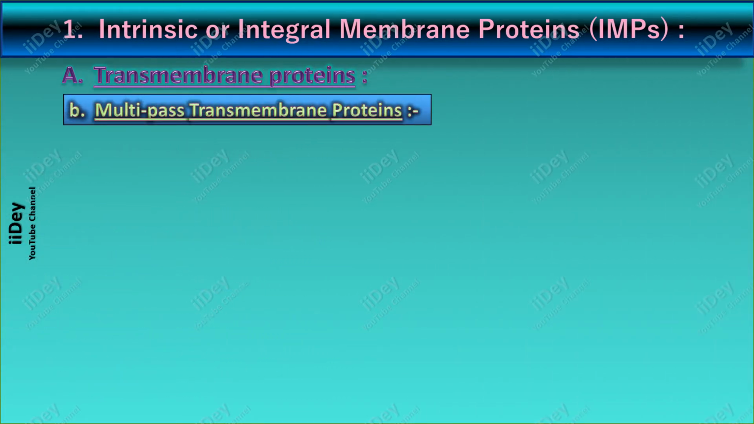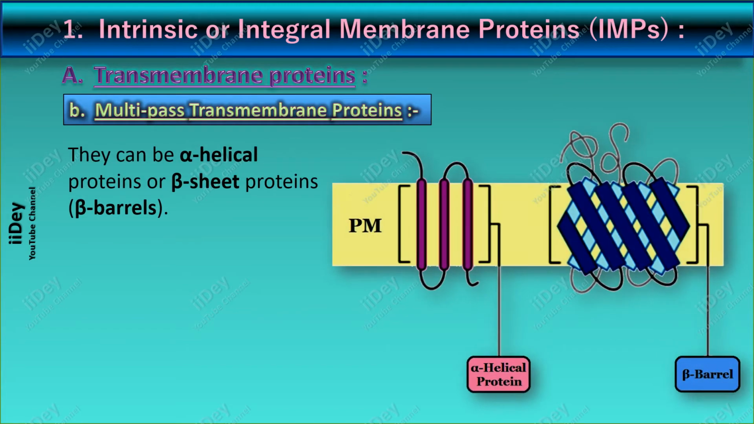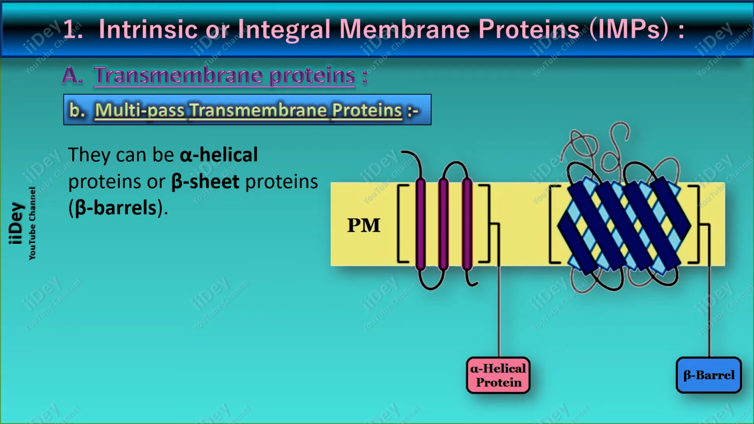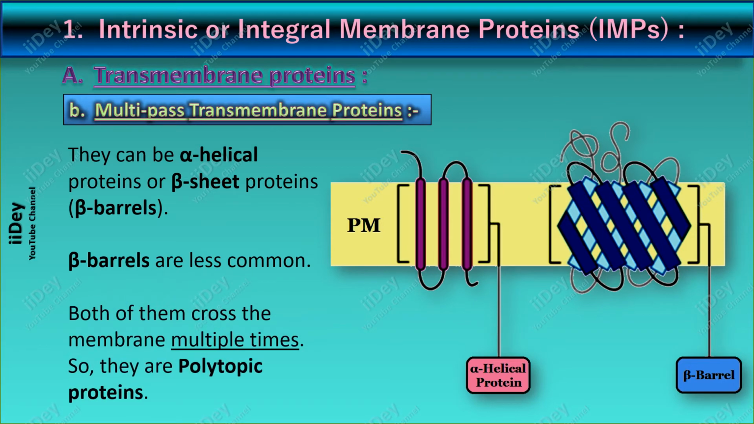B. Multi-pass transmembrane proteins. They can be alpha helical proteins, or beta sheet proteins or beta barrels. Beta barrels are less common. Both of them cross the membrane multiple times. So they are polytopic proteins.